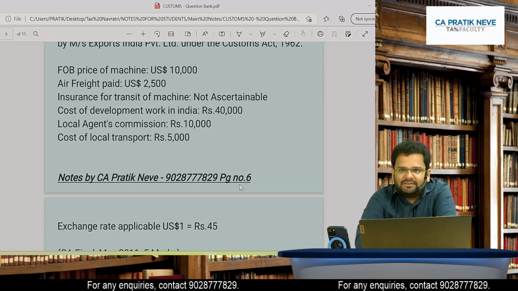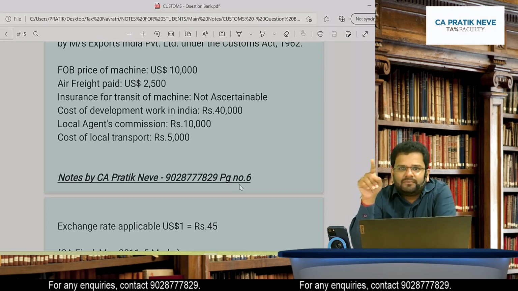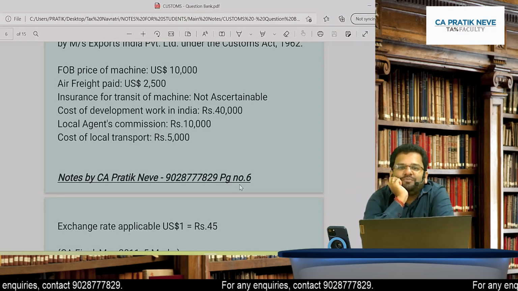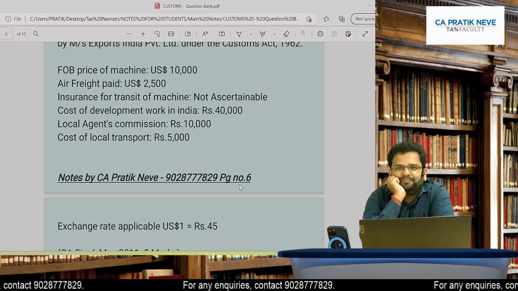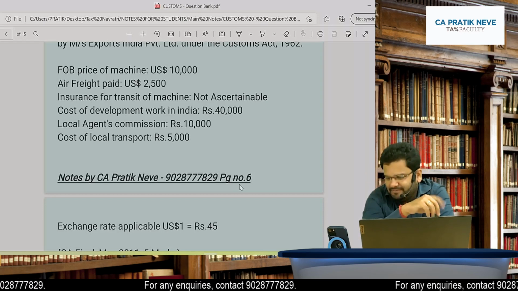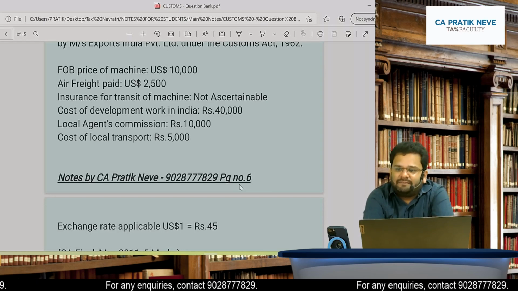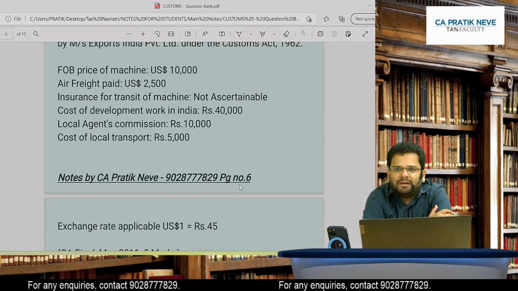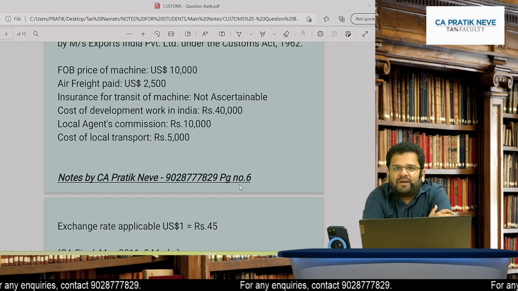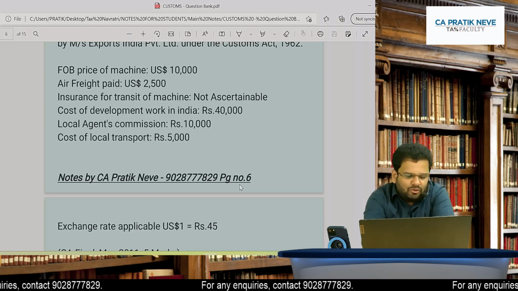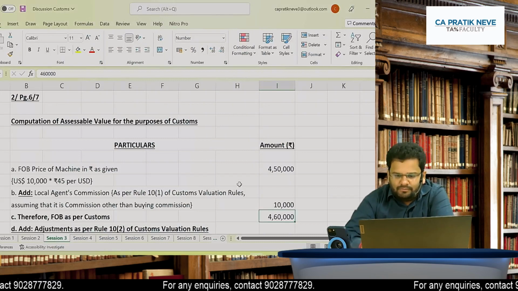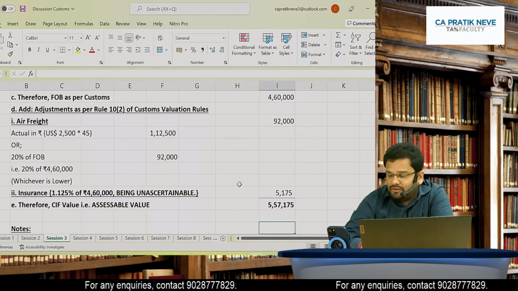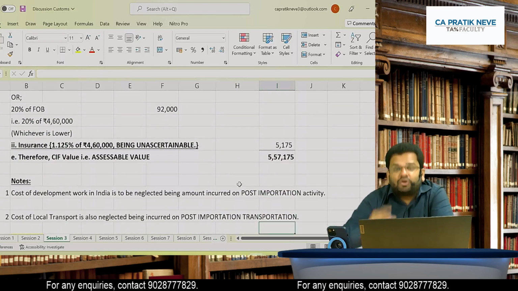Now what you do is 4,60,000 into 1.125% will be your insurance. So what's your insurance? 5,175. Take on your calculator 4,60,000 plus 92,000 plus 5,175. Now may I know what is the assessable value? What you get will be CIF. That CIF itself will be the assessable value. Wonderful. So you got the confidence?